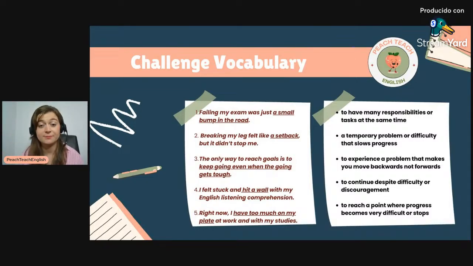So number 1, reaching B2 English was a, wait, sorry, that was not the one. All right, number 1, failing my exam was just a small bump in the road. So the expression here, guys, is a small bump in the road or a bump in the road. Okay, and we're going to look at the examples here, the definitions on the right. So which one is a bump in the road?